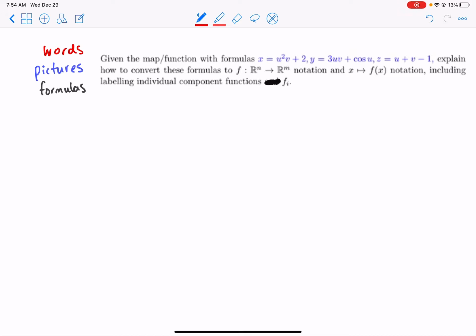Okay, hello everybody. So given the map or the function, these are the same word, with formulas x equals some stuff with u's and v's and numbers, y equals stuff with u's, v's, and numbers, z equals stuff with u's, v's, and numbers. Explain how to convert these formulas to this notation and this notation, including labeling individual component functions f sub i, where i is an index variable. It's meant to be many different values, like 1, 2, 3, 4, 5, however many we need.